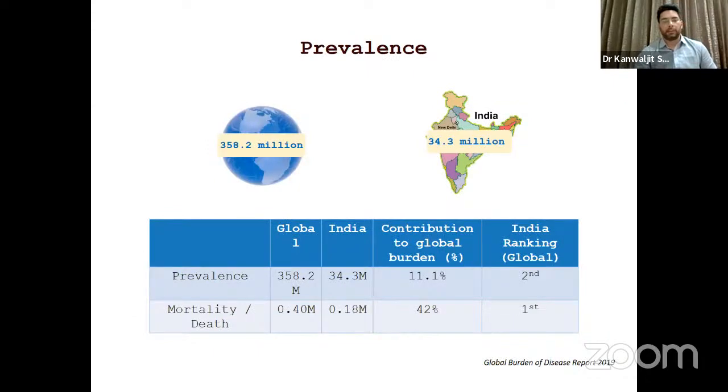Globally, around 358.2 million people suffer from asthma, and in India, 32.3 million people suffer from asthma. So the contribution of India in the global asthmatic patients is 11.1%. India ranks second in asthma prevalence. In mortality, India is number one.